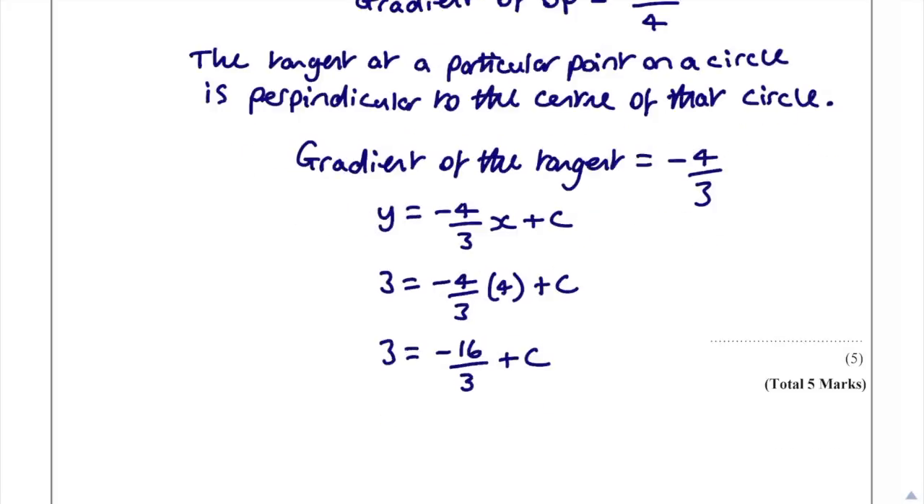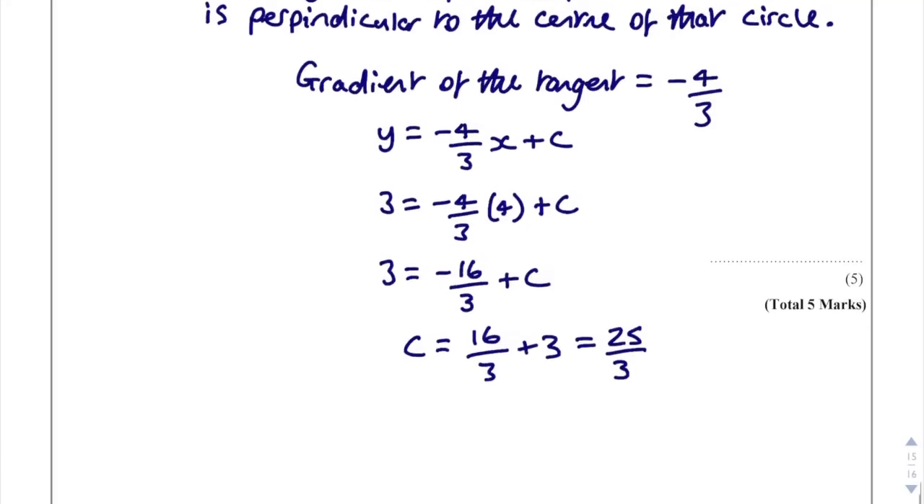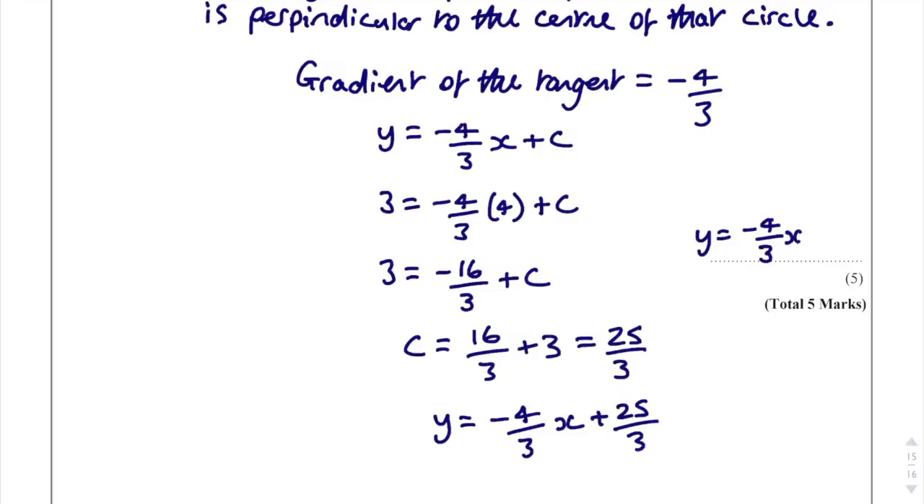And then if we add 16 thirds to both sides, we get c equals 16 thirds plus 3. So if you work that out on your calculator, you get 25 thirds. And then we can just replace c with 25 thirds in our equation. So we're going to get y equals minus 4 thirds x plus 25 thirds. And that is our equation for the tangent.